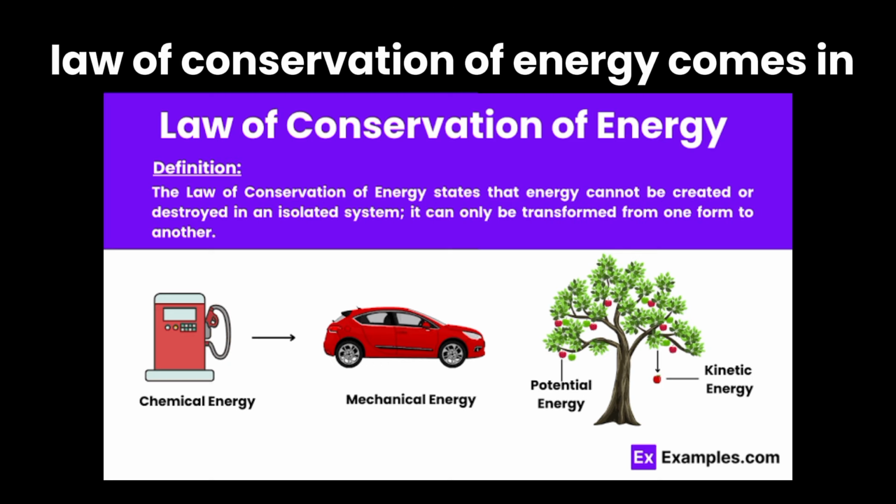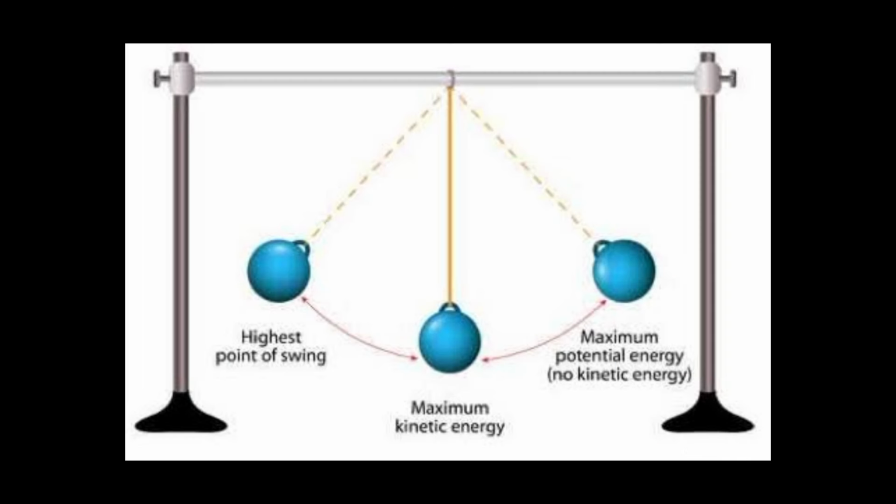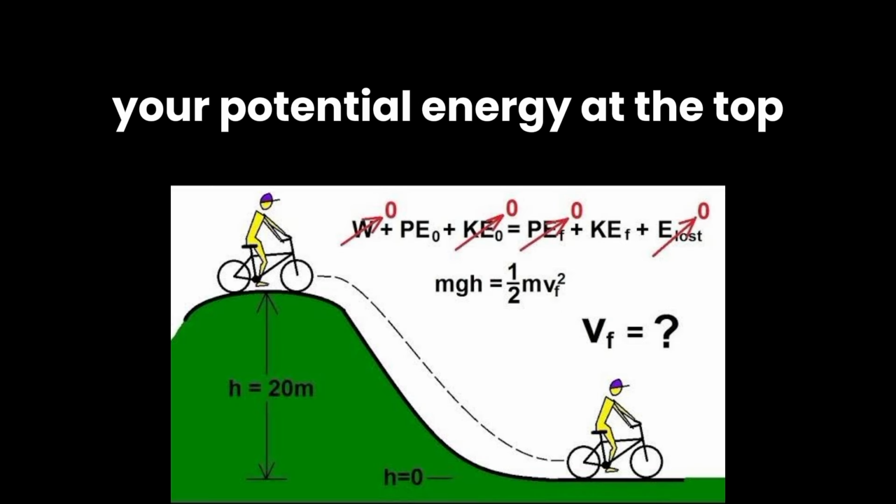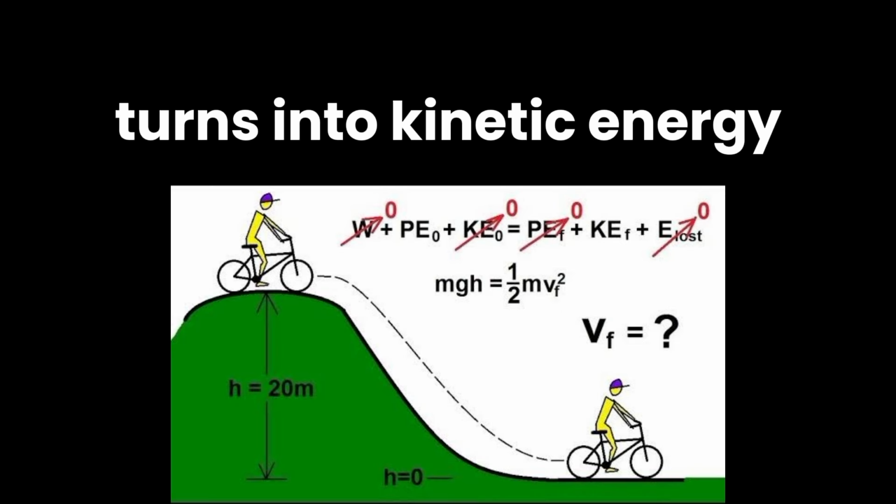But what happens when you go down the slide? That's where the law of conservation of energy comes in. It says that energy can't be created or destroyed, only transformed. So, your potential energy at the top turns into kinetic energy as you slide down.